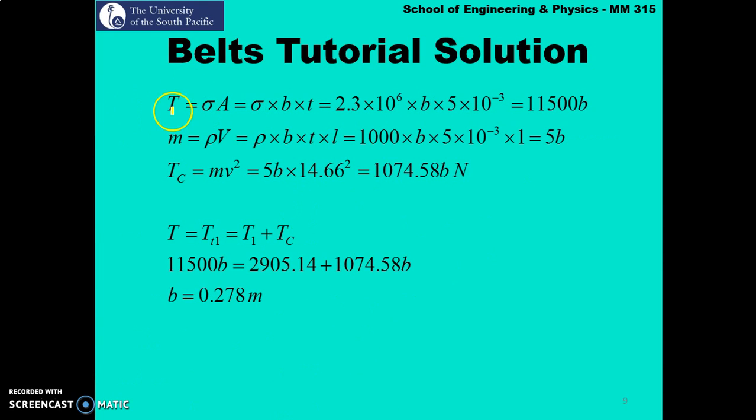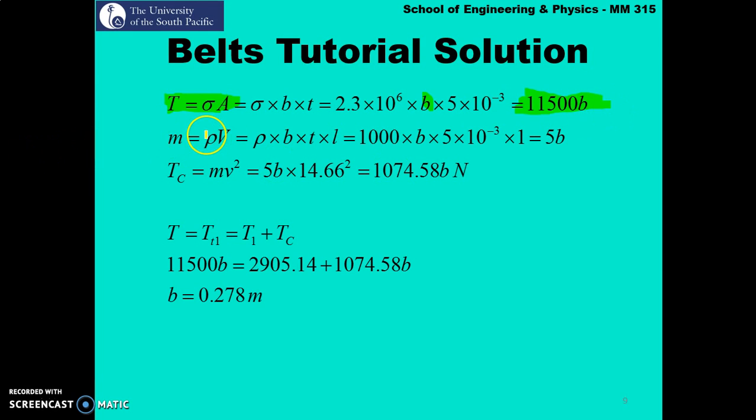Moving on. The next thing is, we know that our maximum stress is equal to the cross-sectional area times the stress. So the maximum tension is sigma times the cross-sectional area, and the cross-sectional area is the width of the belt times the thickness of the belt. The maximum stress was given as 2.3 megapascal times the width of the belt, which we don't know, so put as B, and the thickness of the belt was given as 5 mm. Converting to meters, the maximum tension T is 11,500 B, because B is the width of the belt that we are solving for.